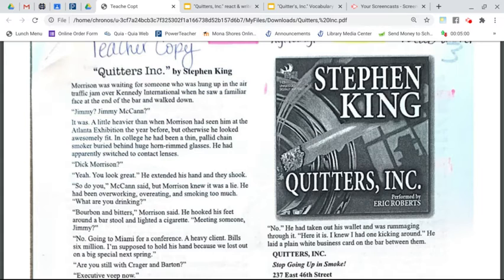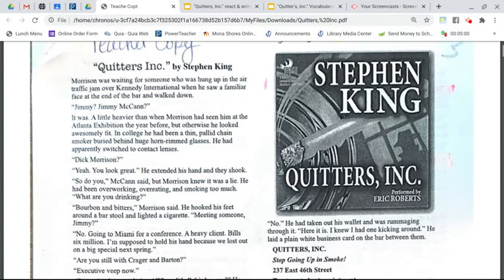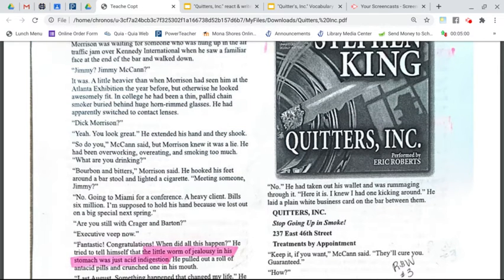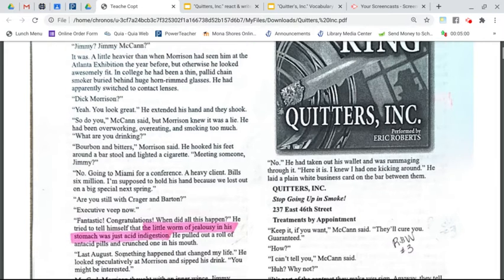Quitters Inc. by Stephen King. Morrison was waiting for someone who was hung up in air traffic jam over Kennedy International when he saw a familiar face at the end of the bar and walked down. Jimmy? Jimmy McCann? It was. A little heavier than when Morrison had seen him at the Atlanta exhibition the year before, but otherwise he looked awesomely fit. In college, he had been a thin, pallid chain smoker, buried behind huge horn-rimmed glasses. He had apparently switched to contact lenses.